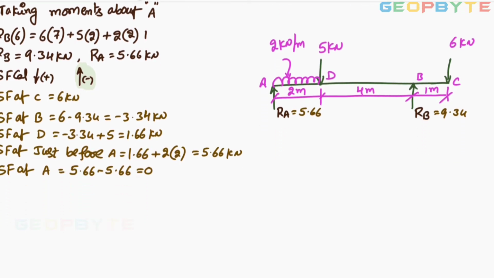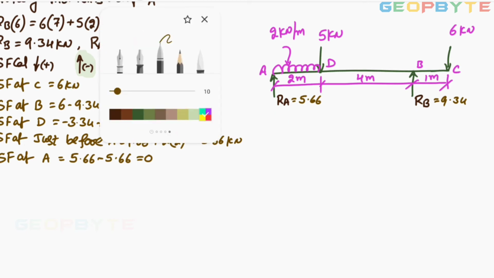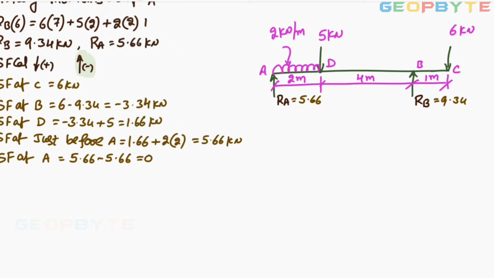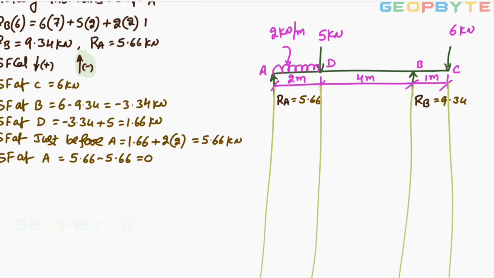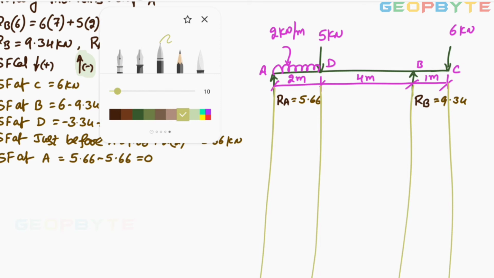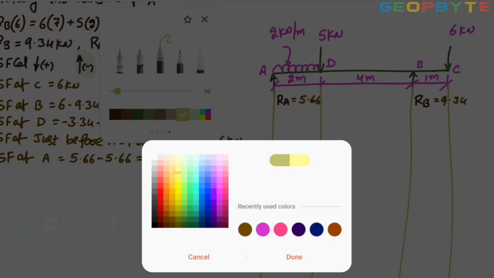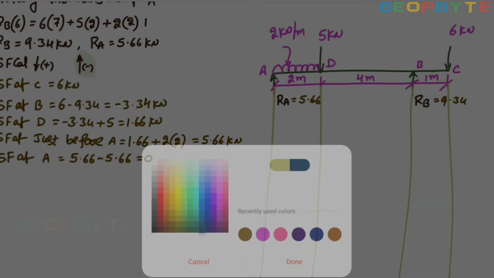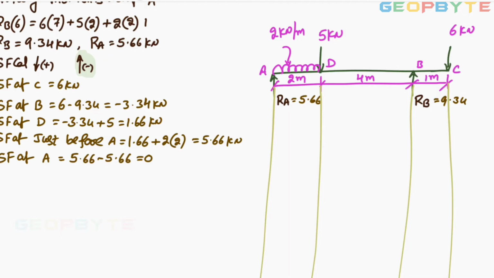Now you project the thin lines like this, thin lines. Draw a reference line first. This is the positive. This is the negative. A, B, C, and D.